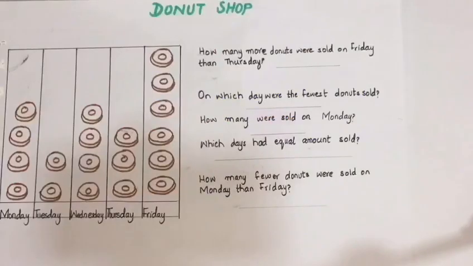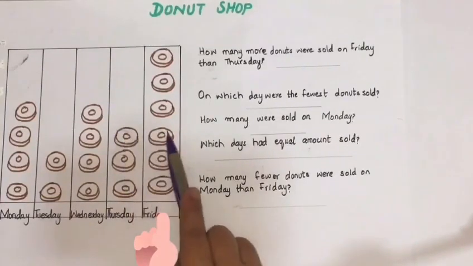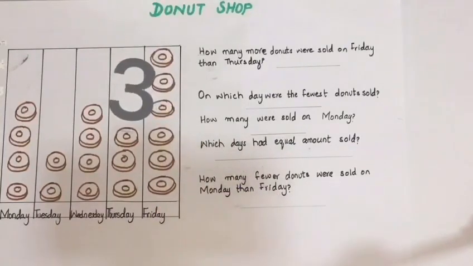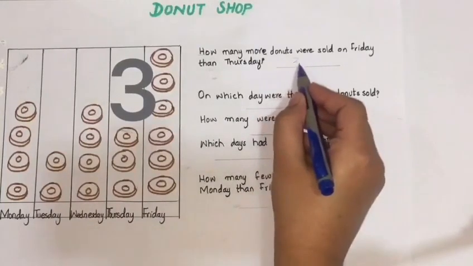Now this is the graph about a donut shop and the number of donuts sold from Monday to Friday. In the previous graph you had observed that there was a numerical scale, but here you have to count the number of donuts that are sold. Now the first question is, how many more donuts were sold on Friday than Thursday? That means we have to make the comparison of Friday and Thursday. Till here both are same. So 1, 2, 3. 3 is the number that is more. On Friday 3 more were sold.